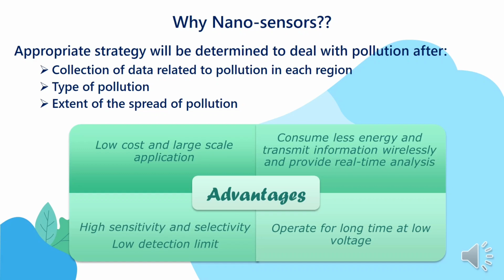There are some advantages associated with the use of nanosensors. They are less costly and can be applied on a large scale. They are highly selective and highly sensitive and give low detection limits, up to parts per billion and parts per million. They consume less energy, transmit information wirelessly, and provide real-time analysis. And they operate for a long time at low voltage.